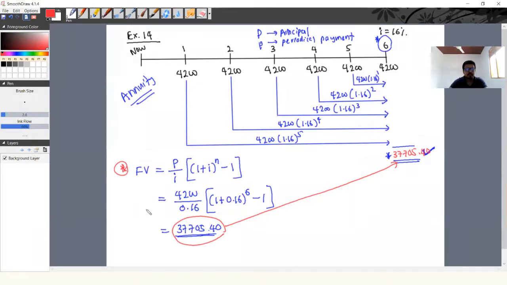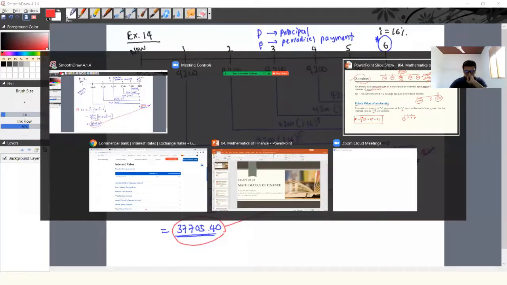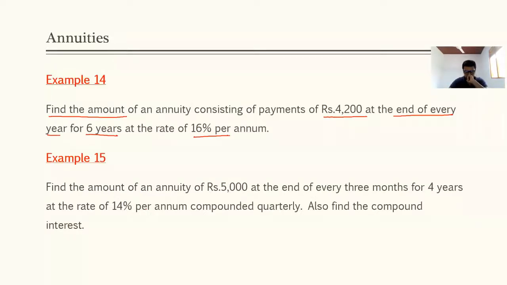Example number 15. Example number 15, you find the answer and tell me what it should be. For example number 15, what should be the answer? Find the amount of an annuity.